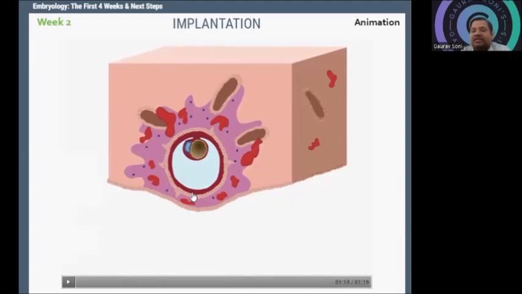Always remember that while implantation is occurring, the two-layer stage, that is the bilaminar formation, is also happening together at this particular stage. So many stages are going on simultaneously, but we can view only one by one. So here is the implantation animation. Let us see it again.